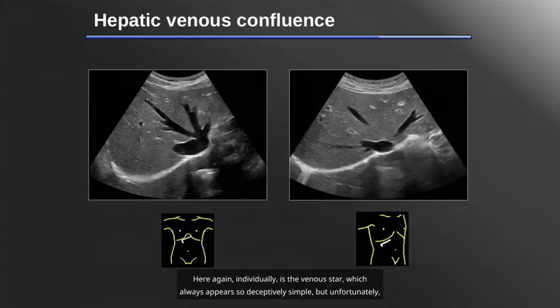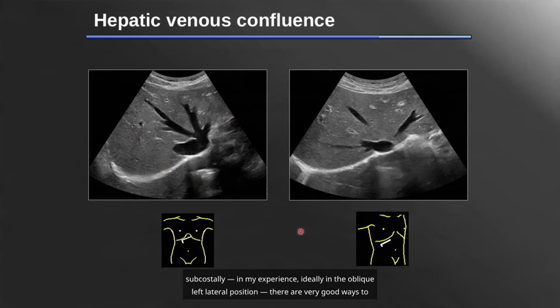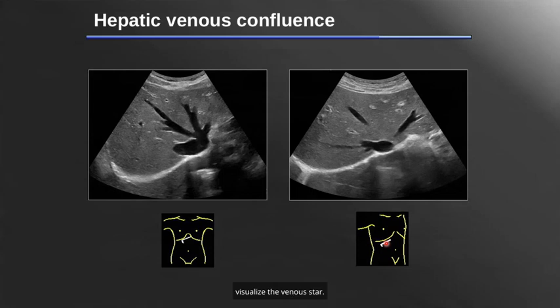Here again, individually, is the venous star, which always appears so deceptively simple, but unfortunately in reality it is not. One possibility is to scan high epigastrically, angled a bit towards the patient's right and angled towards our left. Then you get a deer-like structure, which allows you to image the venous star, or alternatively right subcostally. In my experience, ideally in the oblique left lateral position. There are very good ways to visualize the venous star.